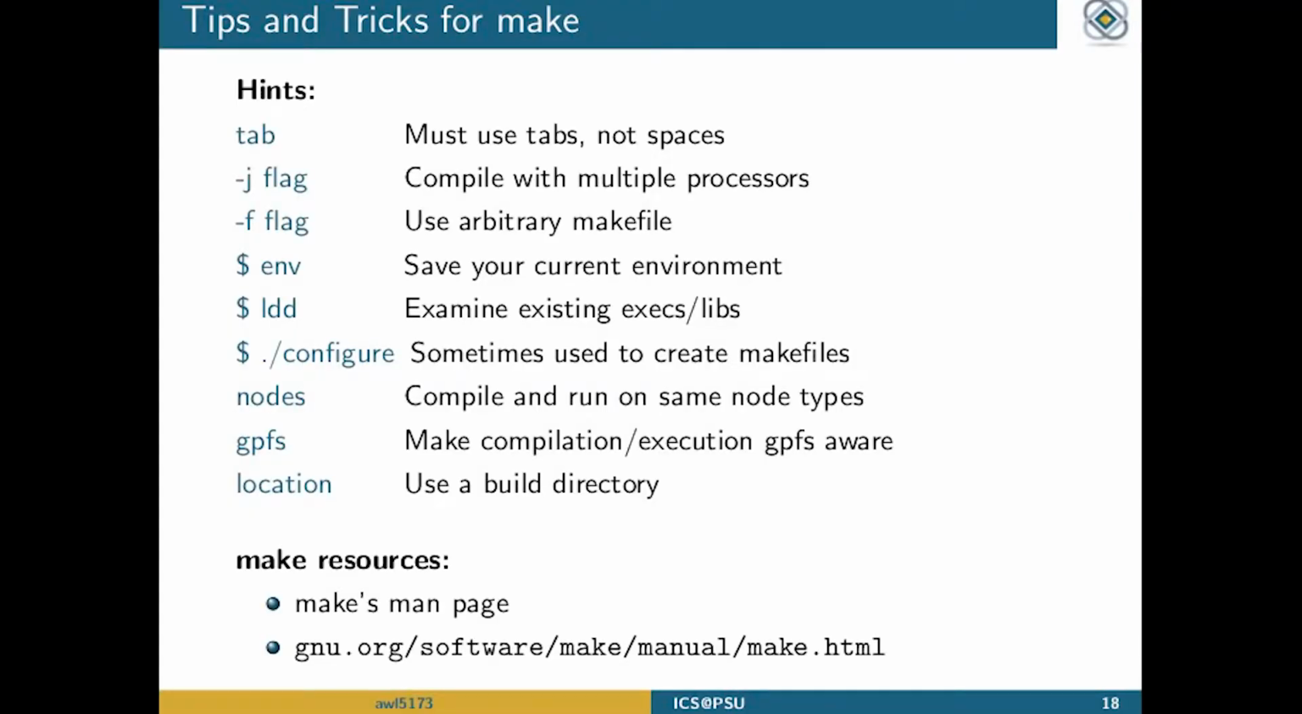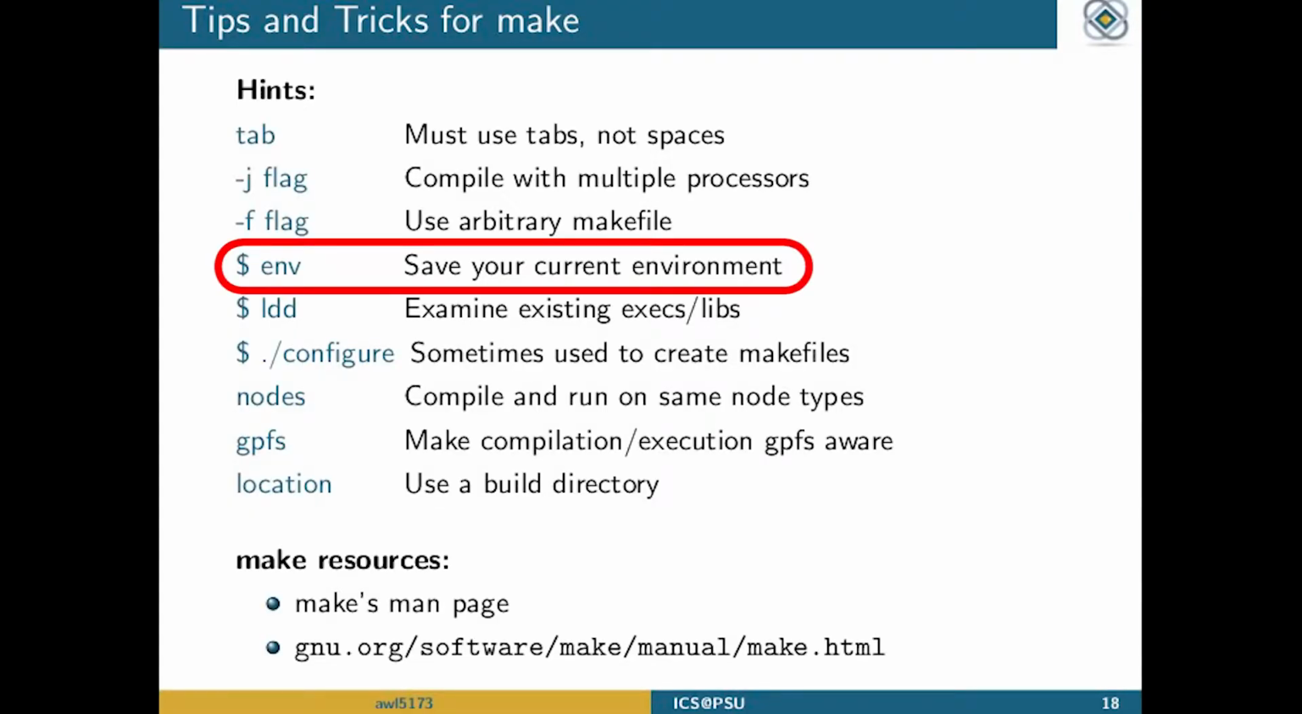A couple of other things that I just think are helpful to know. So the env command prints out everything that's in your current environment. So if you compile the code and everything is working right, you might use env to put everything that's in your current environment into a file. That way, if something isn't working later, you can compare your existing environment to the environment that you know everything is working correctly in.